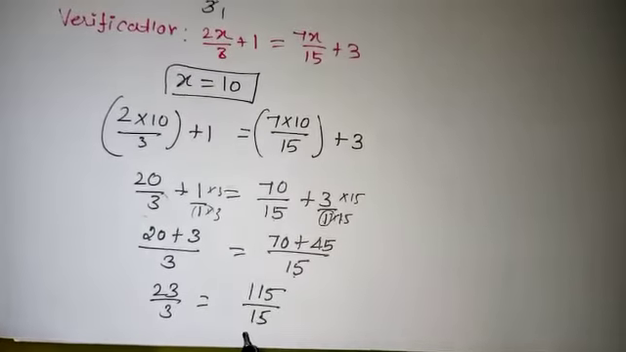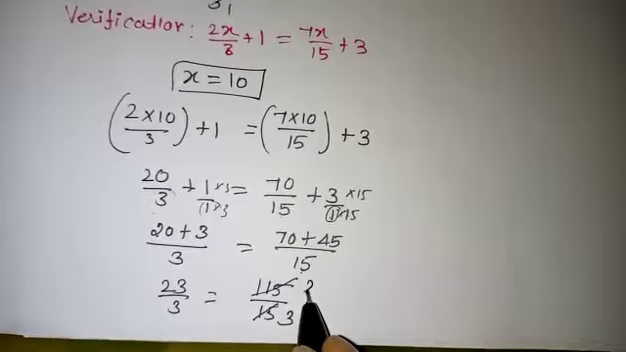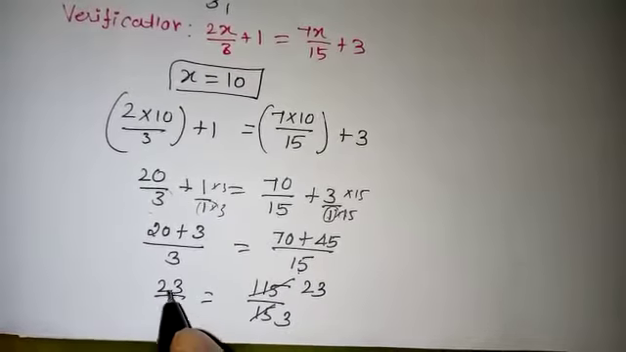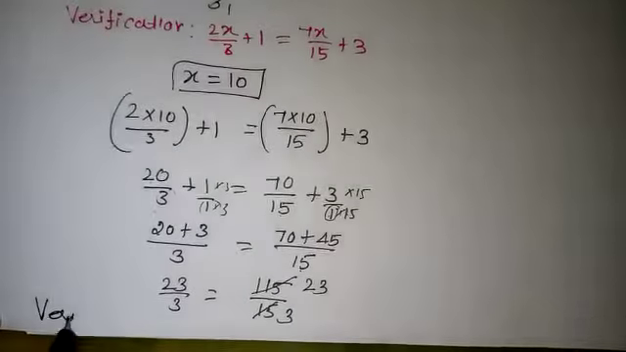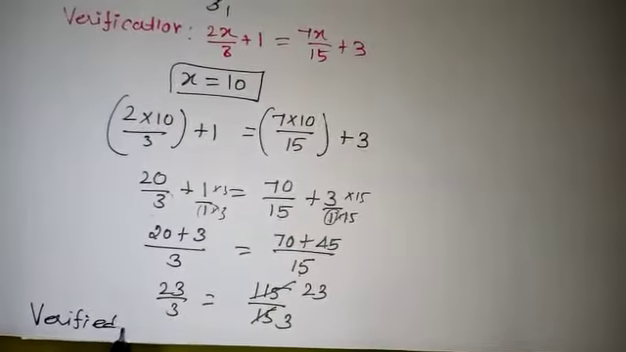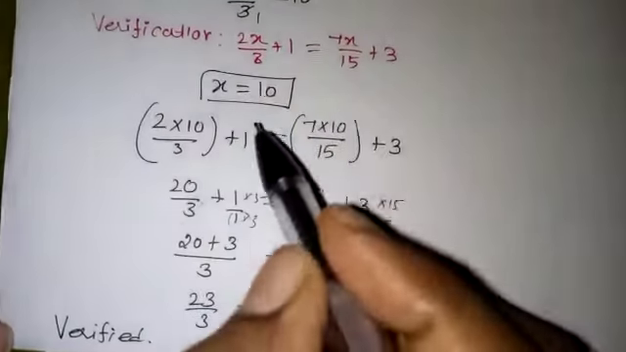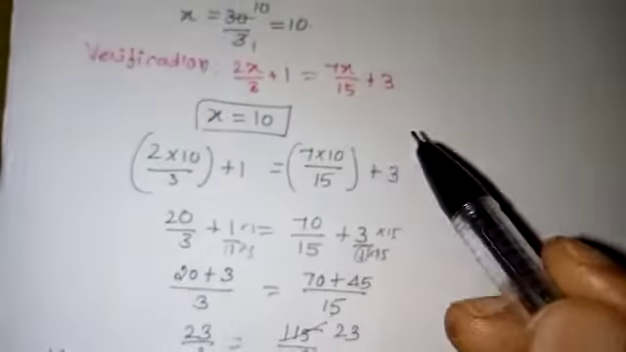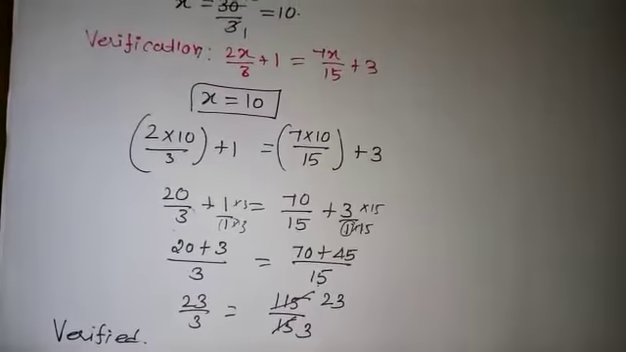So this we can cancel in 5 tables. 5 threes are 15, 5 twenty-threes are 115. So this is also 23 by 3, this is also 23 by 3. So both the sides we are getting correctly. So we can say that this is verified. So the answer we are getting is correct. This is actually called verification. So x is equal to 10, what we are substituting, it's coming correctly. We'll go to the next problem now.